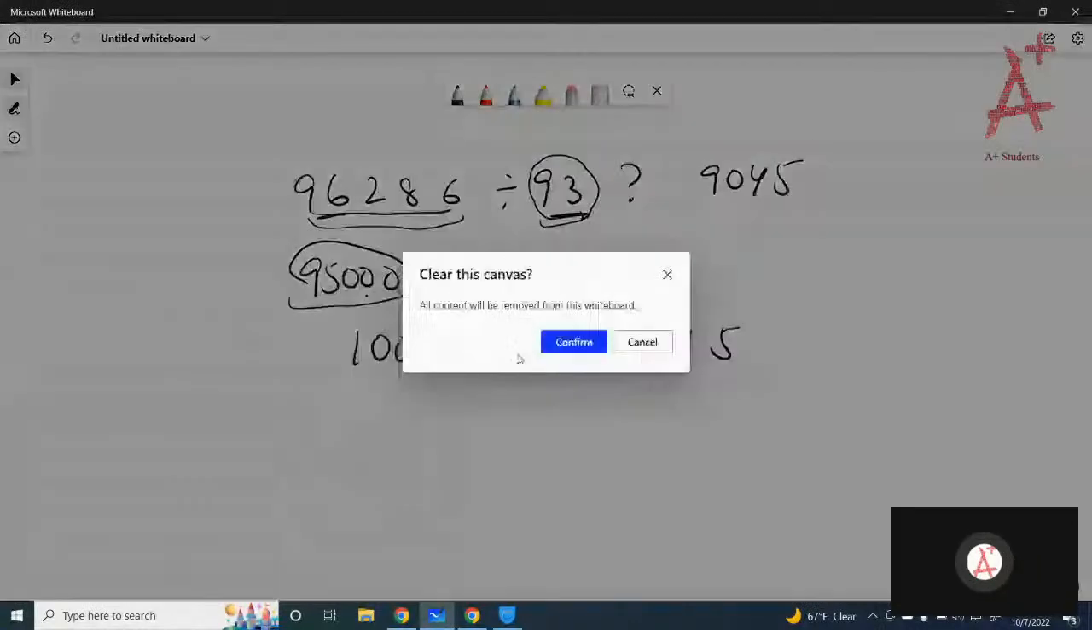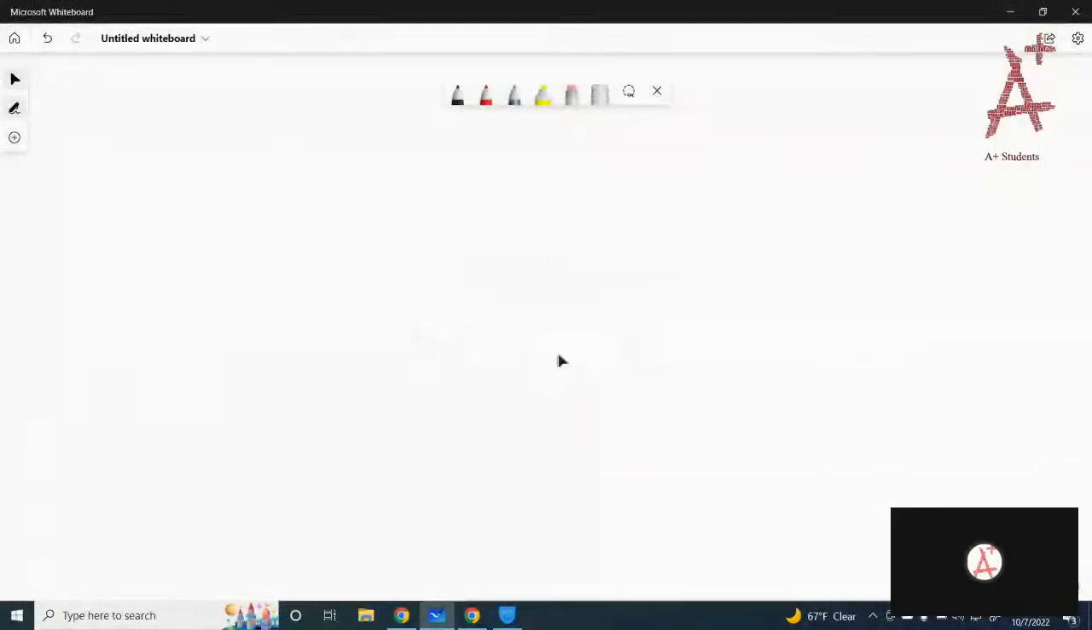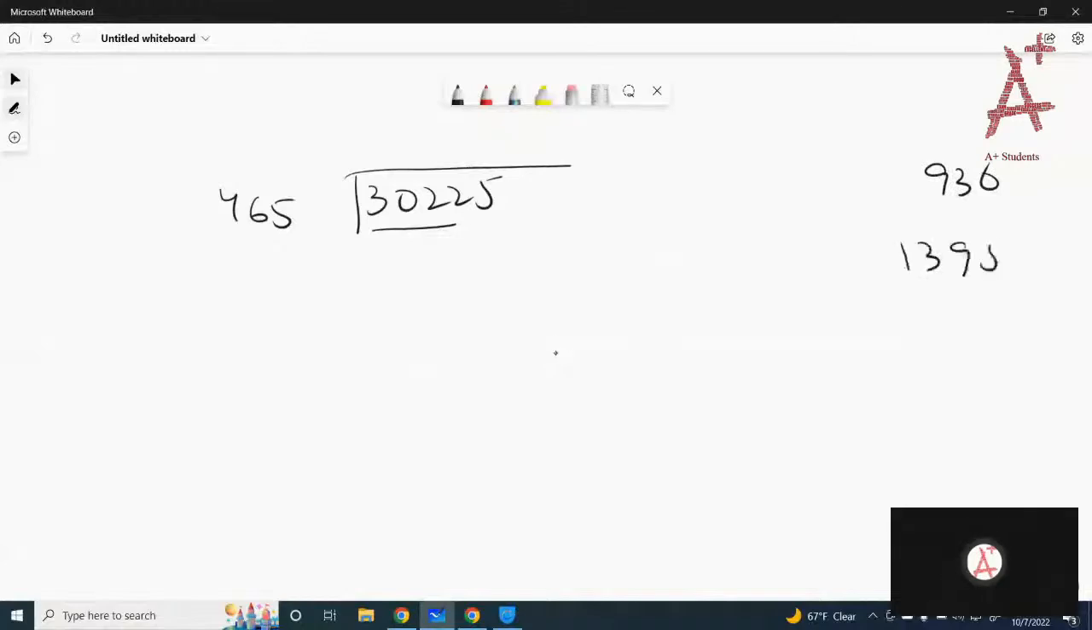Okay, the next one is 30,225 divided by 465. So count the multiples of 465 until you get near 3020. 465 times 2 is 930. 465 times 3 is 1395. 465 times 4 is 1860.